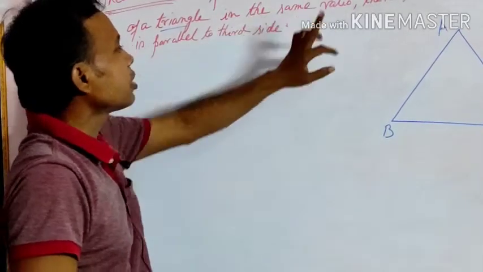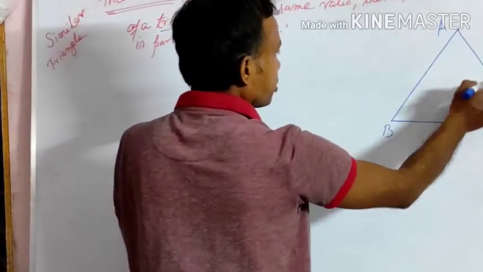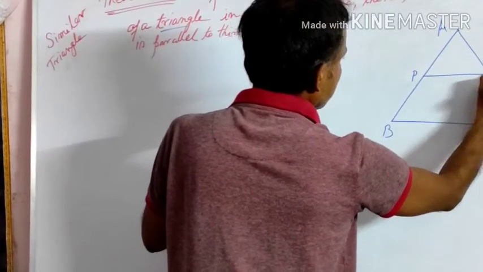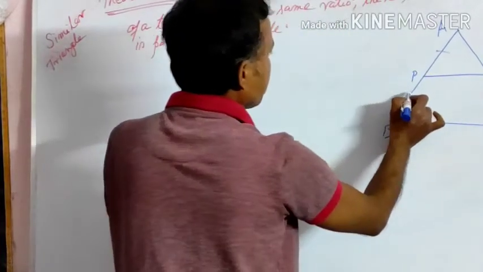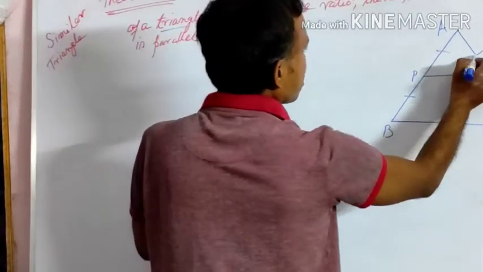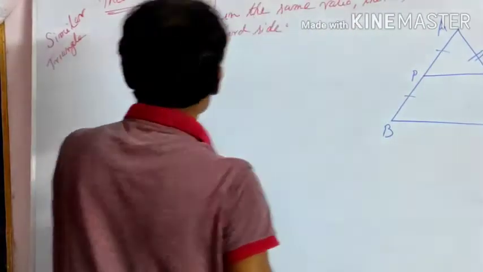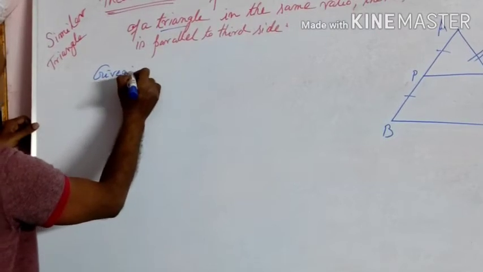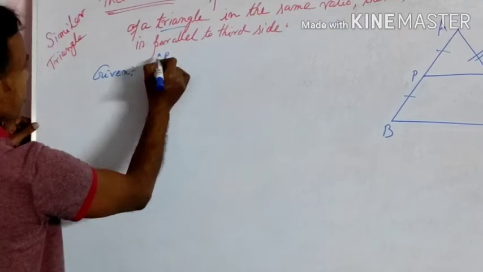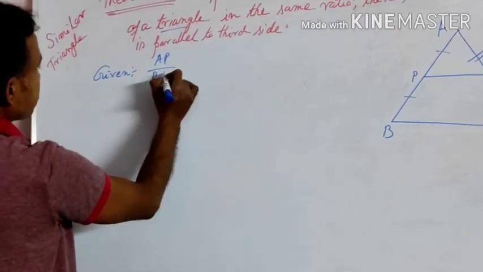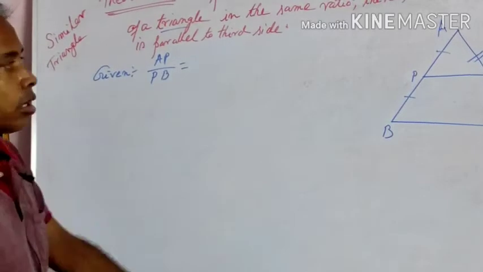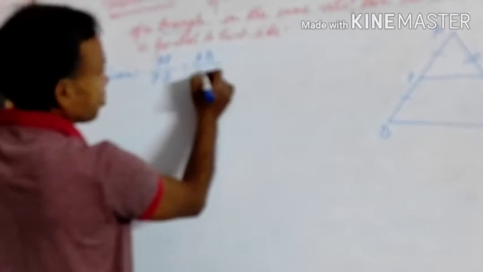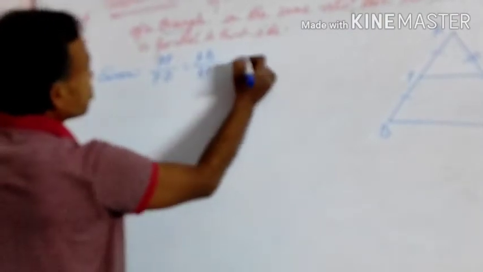A line divides any two sides. Suppose there are two sides AB and AC, which are divided by the line PQ in the same ratio. That is, AP by PB is equal to AQ by QC, given. So given here, AP by PB is equal to AQ by QC.